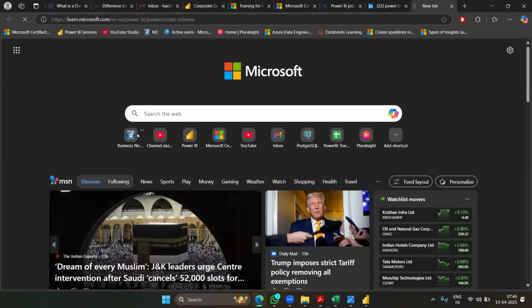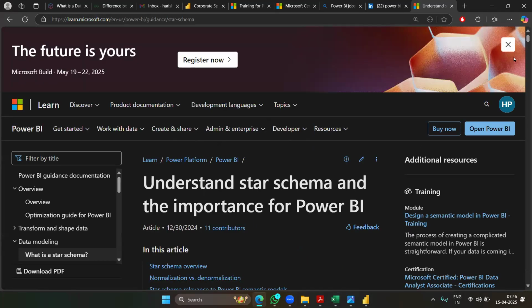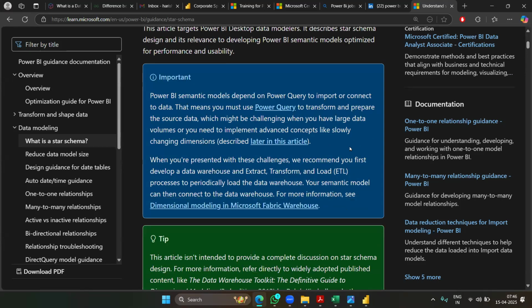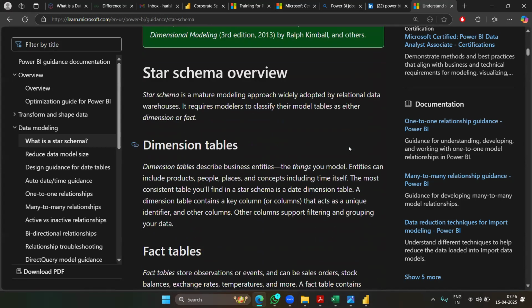So Power BI also refers to this particular concept, and let me show you one interesting statement here. Star schema is a mature modeling approach widely adopted in relational data warehouses. It requires modelers to classify their data models. So why are we using this one? Let me show you the diagram.